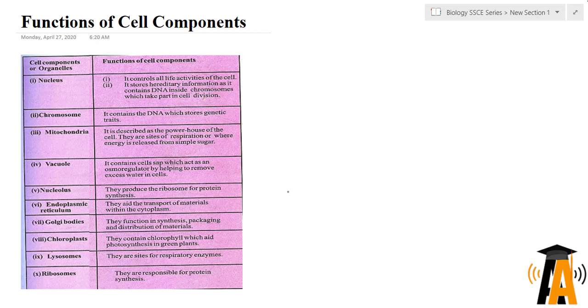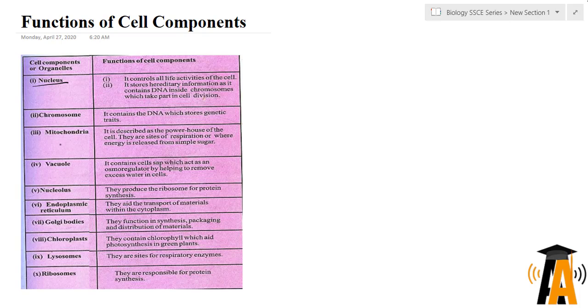All right, number one, we have the nucleus right here, and we can see we have two functions. It controls all life activities of the cell. Like I said in the previous slide, the nucleus is very important, like the center and the heart of everything. So it controls all life activities, and it stores hereditary information, which contains your DNA. Remember, your DNA, deoxyribonucleic acid, is in your nucleus. So it stores that hereditary information and controls other life activities.